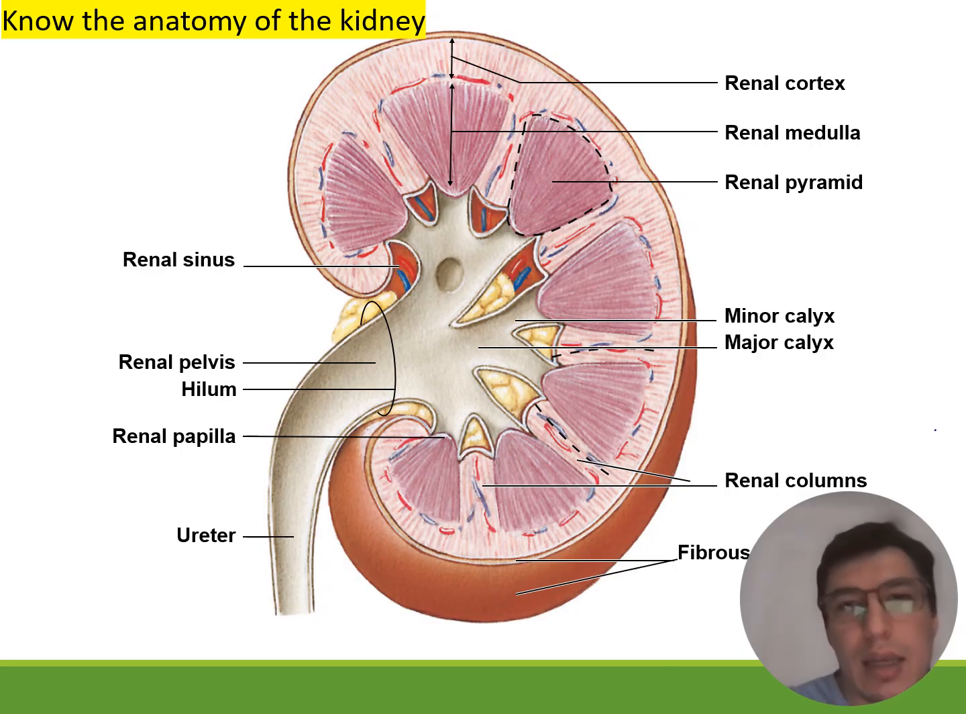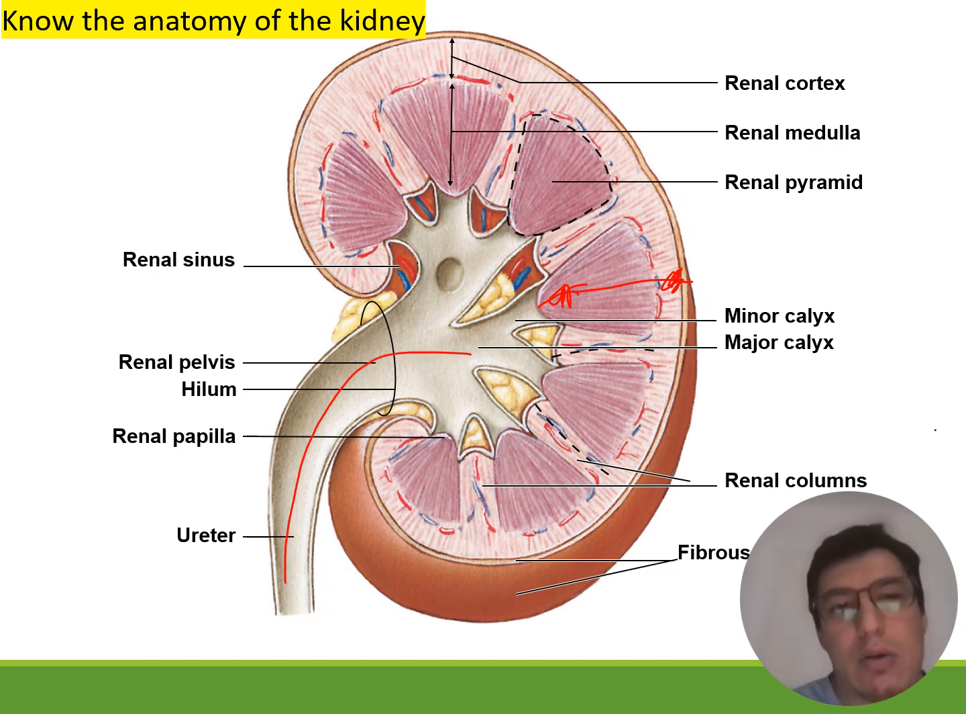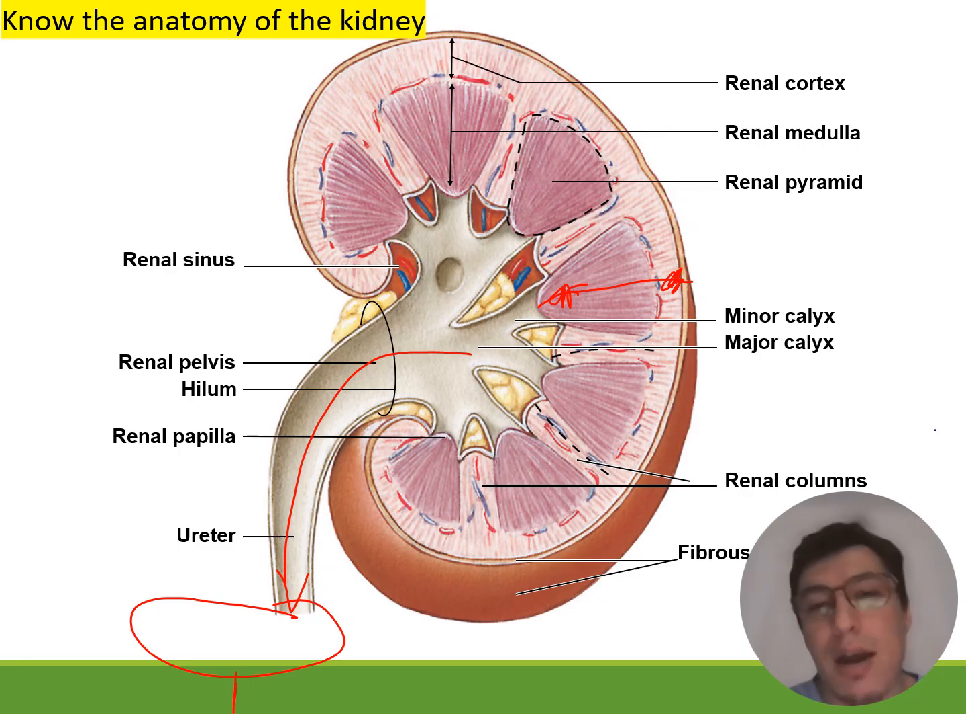The urine will start being produced, and it will start going down into the renal papilla. The renal papilla goes to a minor calyx, then to a major calyx, then to the renal pelvis, and then out the ureter. Farther out, outside of this picture, remember that it will go through the urinary bladder, and then through the urethra itself.